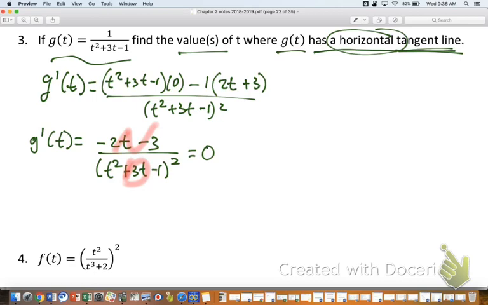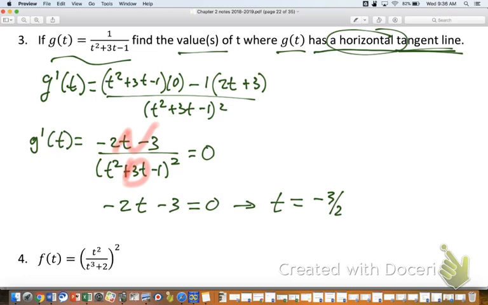So what I would do is I would take the numerator and set it equal to 0. Negative 2t minus 3 equals 0. This would lead me to solving fairly easily and getting t equals negative 3 halves. Negative 1.5, I guess.